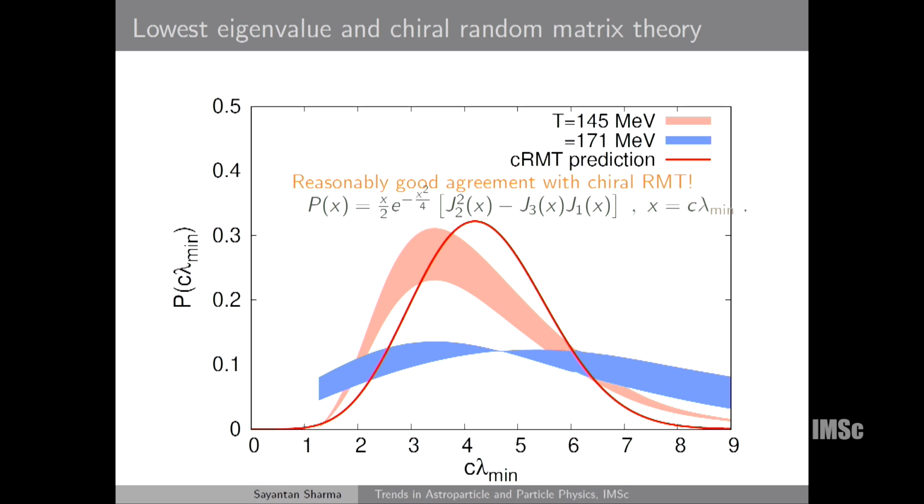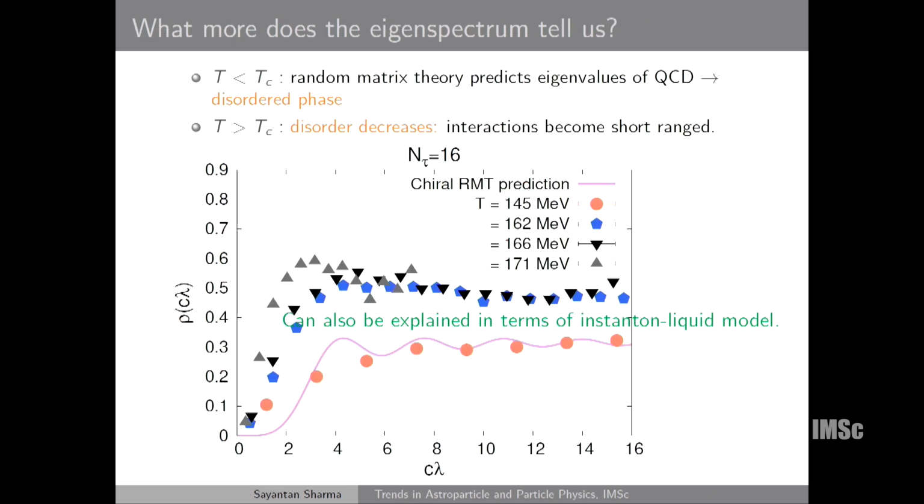Of course, the prediction will not match very well because the random matrix calculations are all done at zero temperature. We are here at finite temperature, and we know that at 145 MeV there is always some problem with the chiral perturbation theory about the radius of convergence, and there are issues. But still the agreement is very nice because the peak heights match very well.